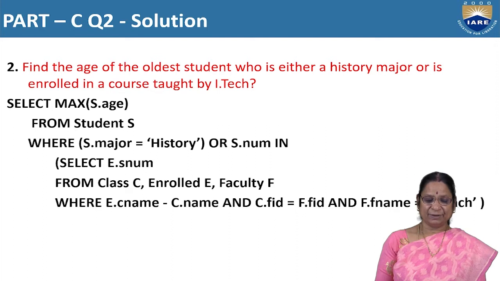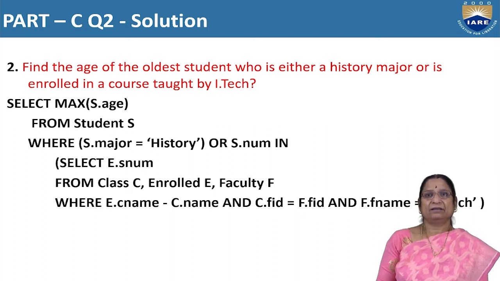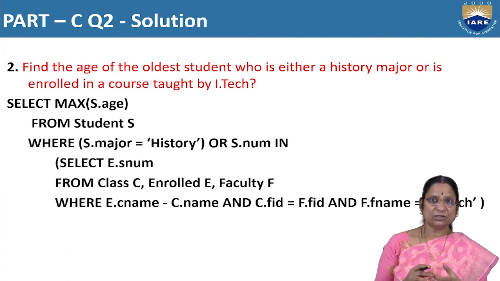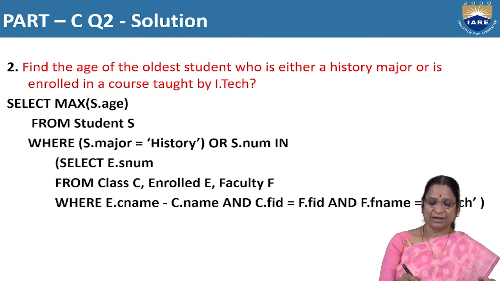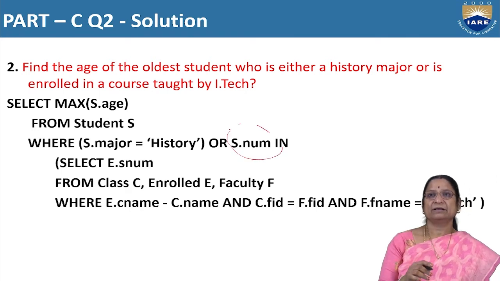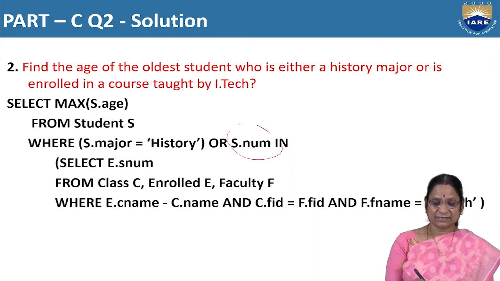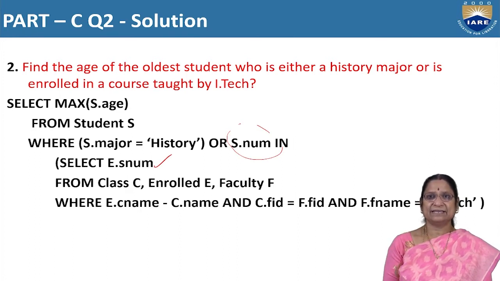And our student number must be enrolled for the courses taught by I teach. So first I am supposed to find out which courses are taught by I teach, and whether in those particular courses the student number is available or not, I have to check. So that's why from student I am finding enrolled. The courses enrolled by the student, E.SNUM, is the enrolled. So how should these student numbers be displayed? Those who are registered for the courses taught by the faculty I teach.